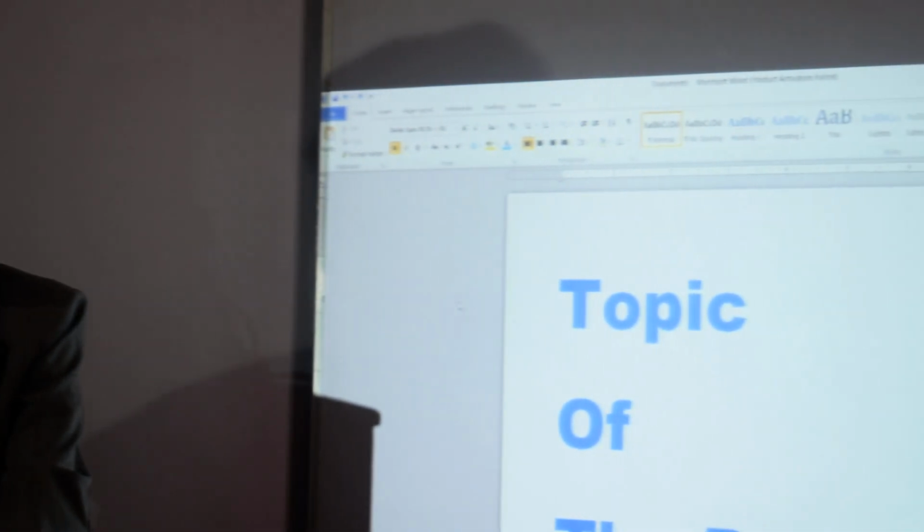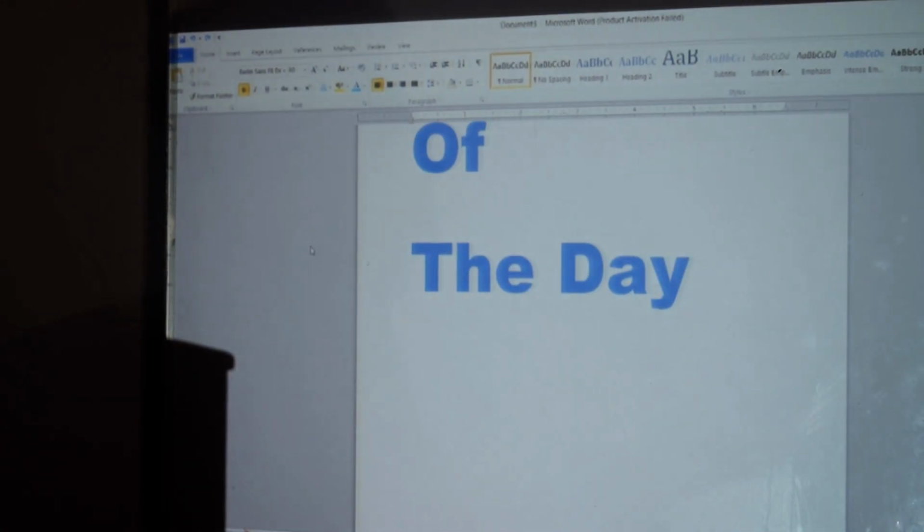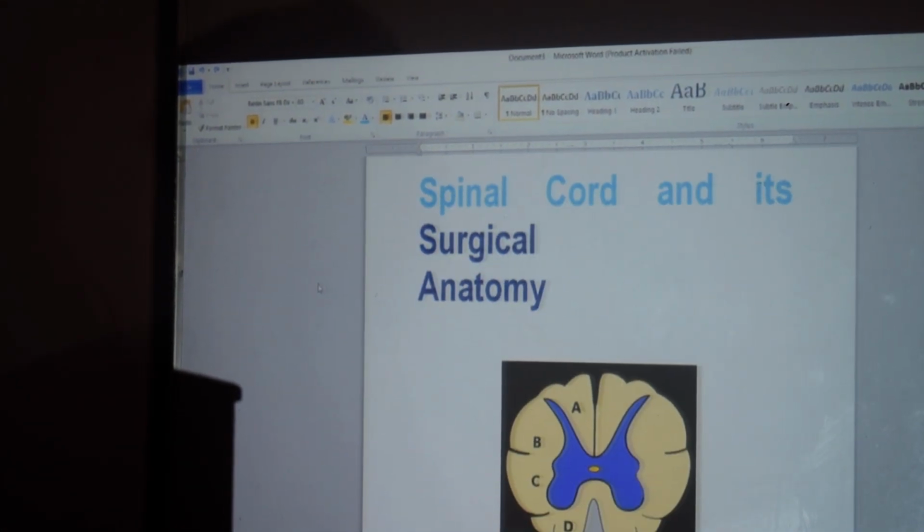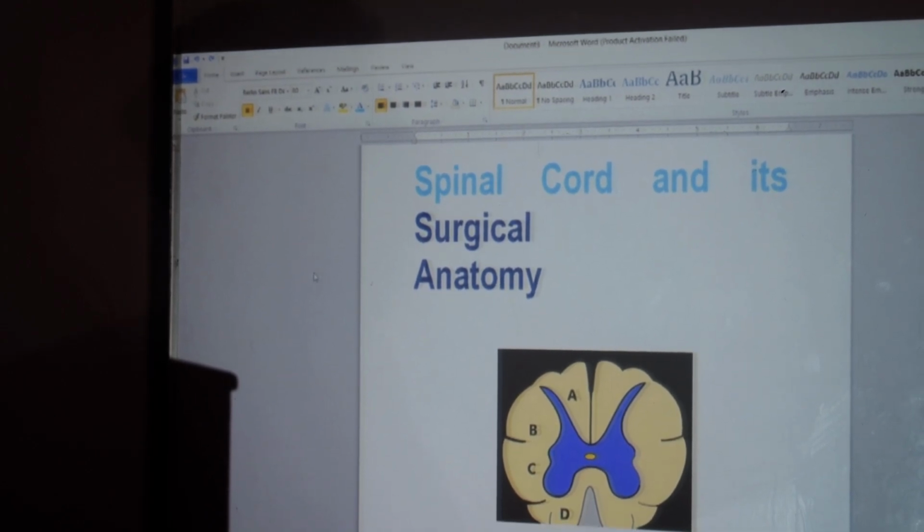Now, regarding the spinal cord, we would be dealing with various aspects: the extent of the spinal cord and the various new terminologies associated with it. There's a lot of confusion among the students regarding these terms, and I will be clarifying these doubts. Now, having a look at the board, again the topic of the day, as I mentioned, is the spinal cord and the surgical anatomy of the spinal cord.